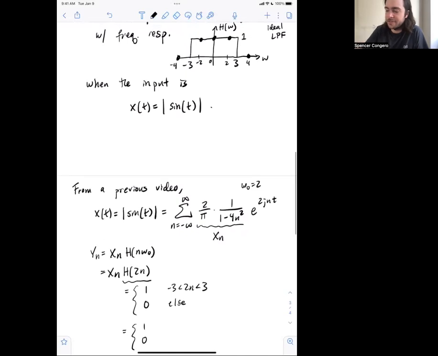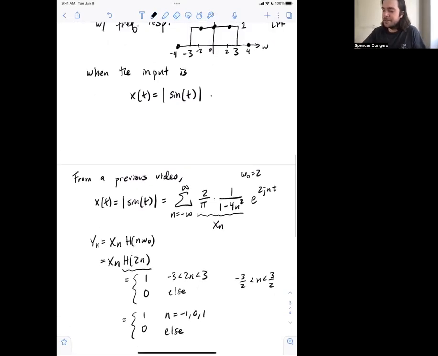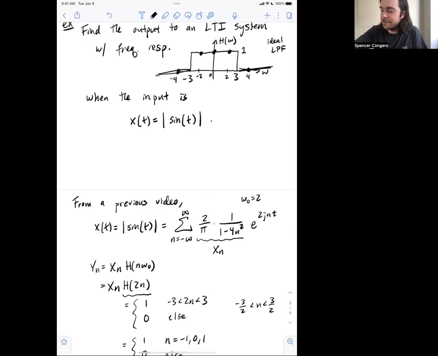Well, you can see from the picture or just by going through a few examples, the only integers that are possible are -1, 0, and 1, which would give us values of 2 times -1, which is -2, 0, or 2. If you want, this means -3 over 2 is less than n, less than 3 over 2, and since n is an integer, n can be -1, 0, or 1. And if n is anything else, then this frequency response is just 0, forever after.